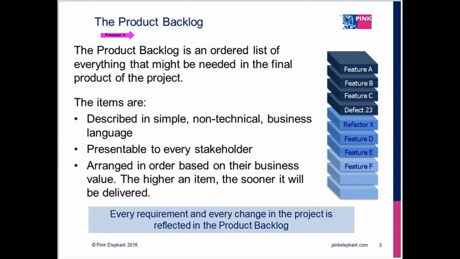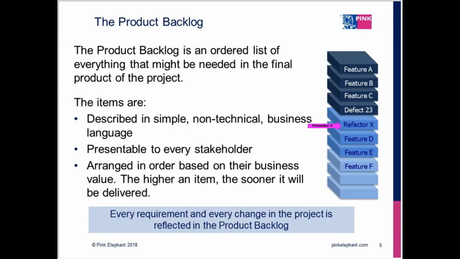And then we have the items here. Items are basically these building blocks to your product backlog. They're simple, they're non-technical, they're business language. We'll talk a bit about this in the next slide. Every stakeholder can put something that they want done to the product backlog.